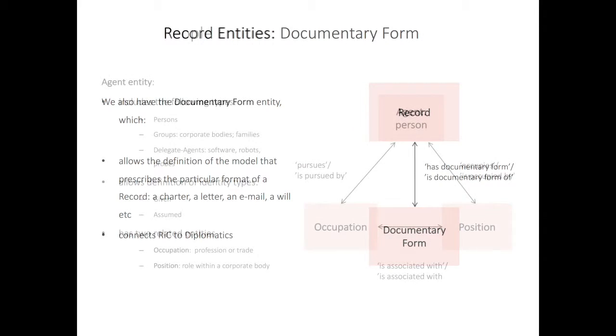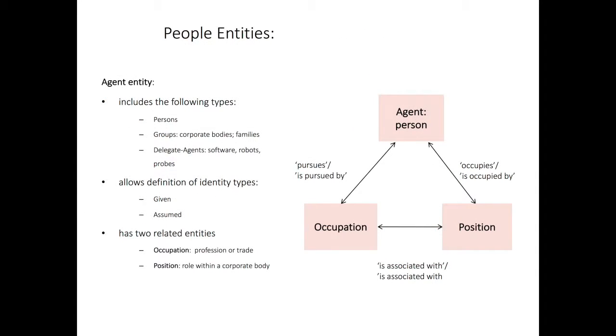We move then to the who, not the rock band, but those who create, manage and use records. The agent entity includes persons and groups, including families, corporate bodies, as well as what are termed delegate agents, such as software, robots or probes, that are created by persons or groups that act in an autonomous or semi-autonomous way. While we're usually interested, of course, in the real person or group, that is their given identity, acting in relation to records, people often also act with assumed identities, by the use of pseudonyms perhaps, and RiC allows these different identities and relations between them to be modelled.